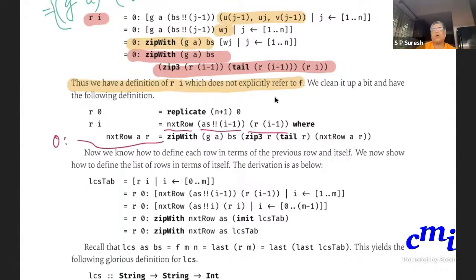Okay, so computing the next row given a character and given a row is this simple expression: zip width of GA on B's, and then zip 3 of R, tail of R, and so on. But remember that when you want to define Ri, you have a recursive reference to itself. Ri here is Ri here. So Ri is what? Next row of A, Ri minus 1. So wherever Ri should occur, you should write next row of A, Ri minus 1, which is the same as saying here, because we are abstracting this out.